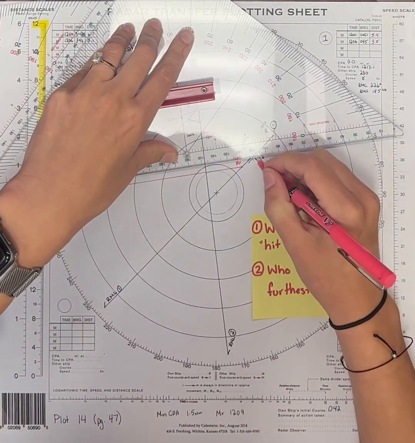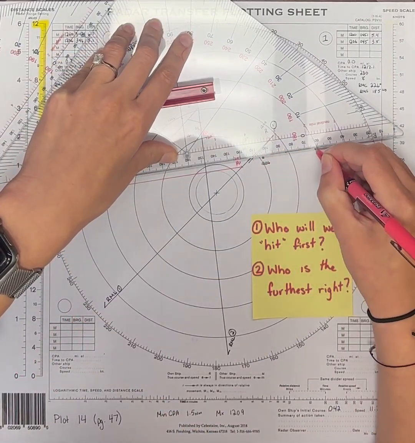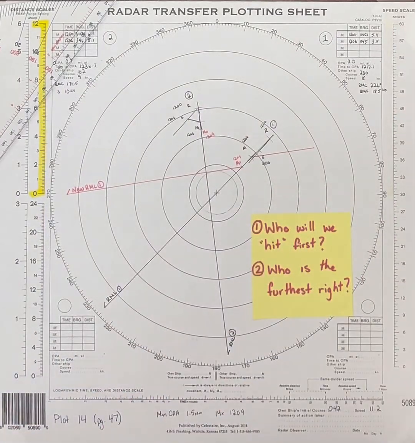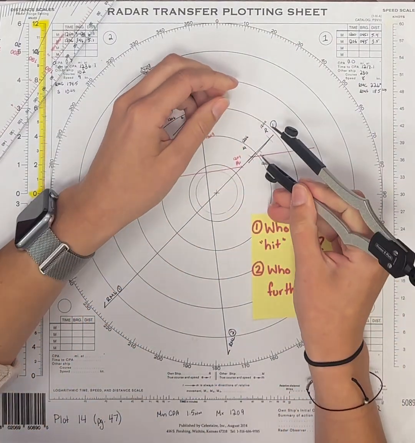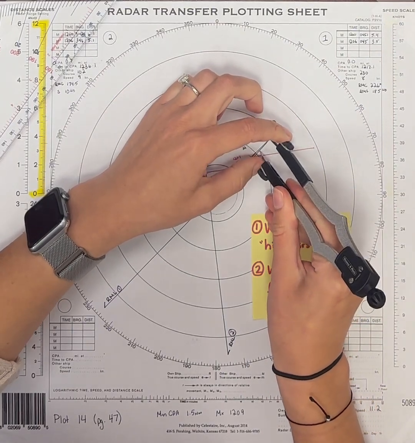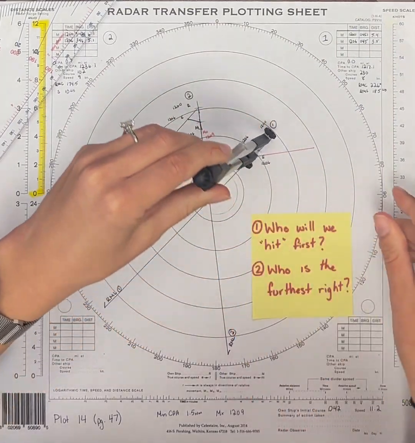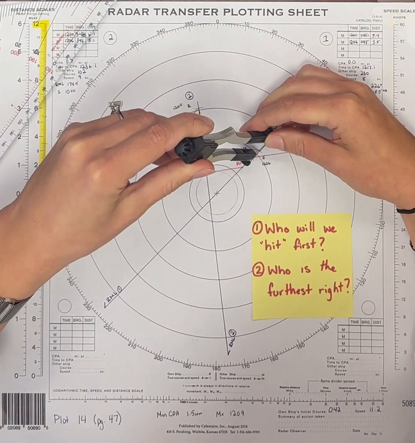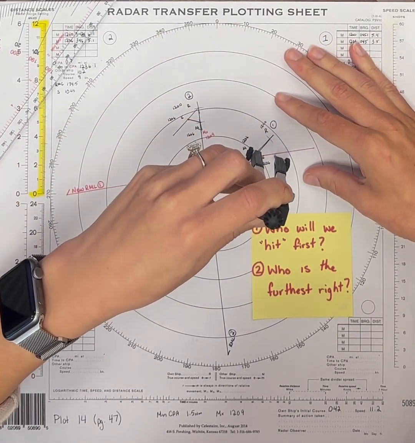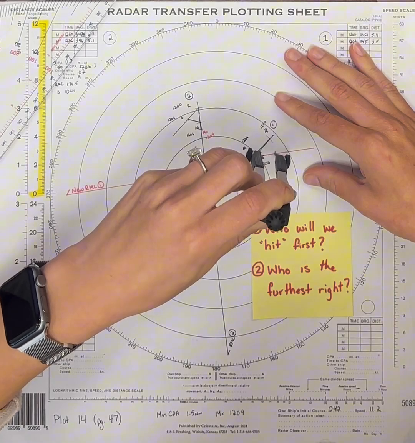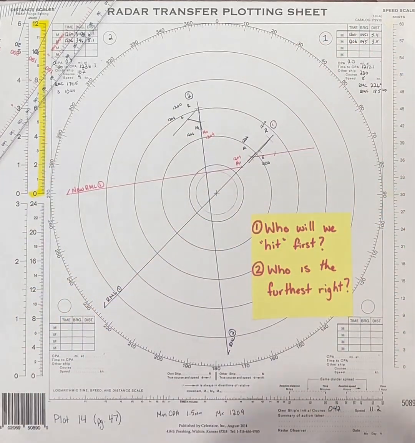So we shift our triangle up, keeping steady hands. Now with our dividers, we put our lead side on R and our non-lead side on E, and we swing out E to R along that new relative motion line to create our R prime. E to R prime represents our new course.